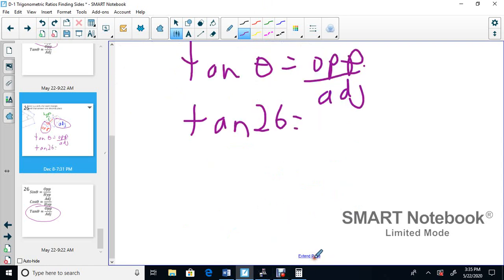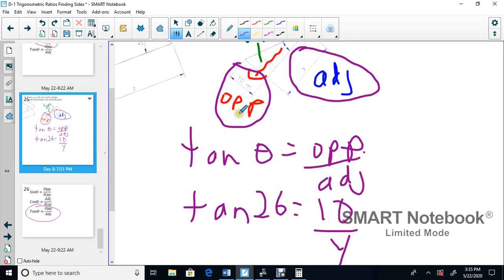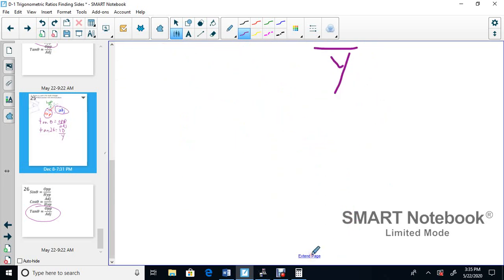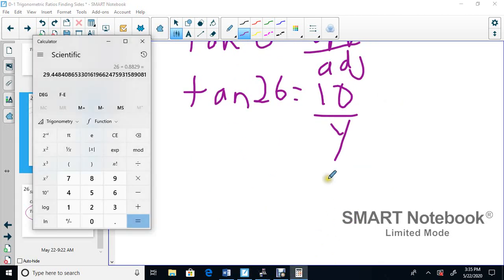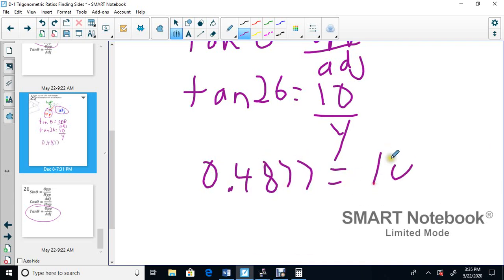Opposite is 10 over y. So again, opposite 10, adjacent y. Tan of 26. Let's now figure that out. Let's go to our calculators. This is the optional step, if you prefer this way. Step 3, I believe. So tan of 26. In this calculator method, you go 26 tan, 0.4877.